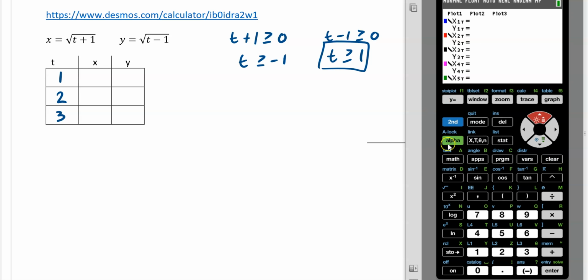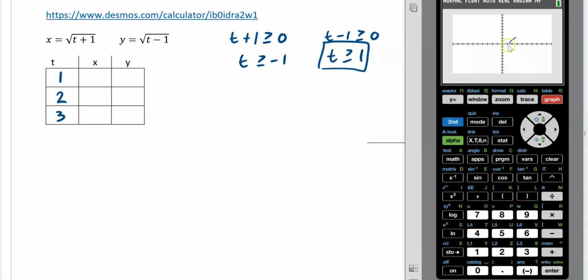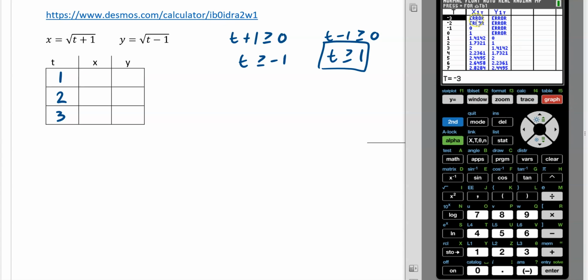And we should verify this with our calculator, because you have this nice utility here. Oops, got to put the square root there. So the square root of t plus 1 and the square root of t minus 1. And we hit graph. You can see that it's starting here. But if you remember, this is our x and our y. So what you really want to do is go to your table, and it'll tell you. You can see that we have errors up until -1 for the first one, but we have errors up until 1 for the second one. And so that's where it has to start. You can see they're both good here at t equals 1.